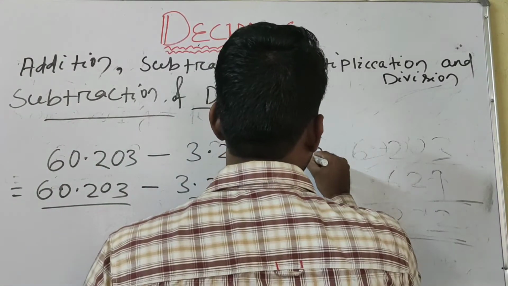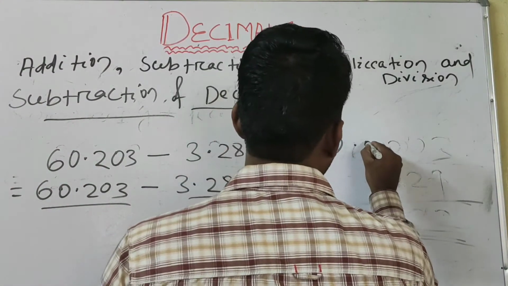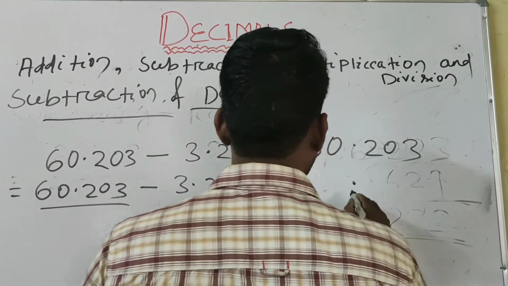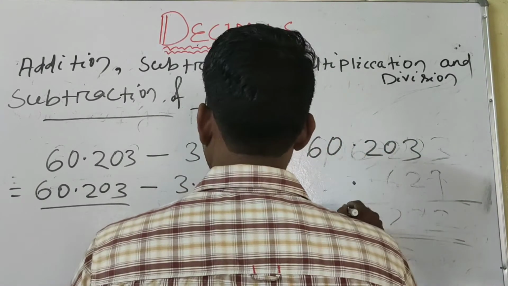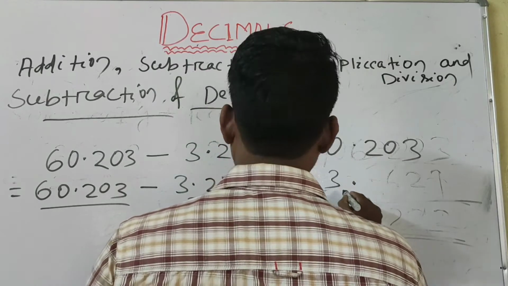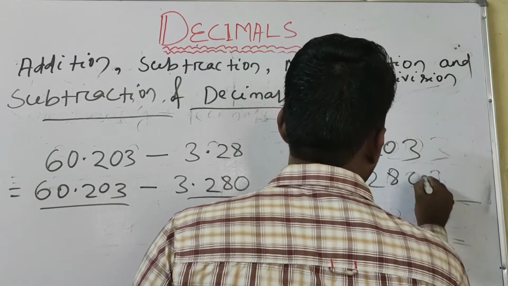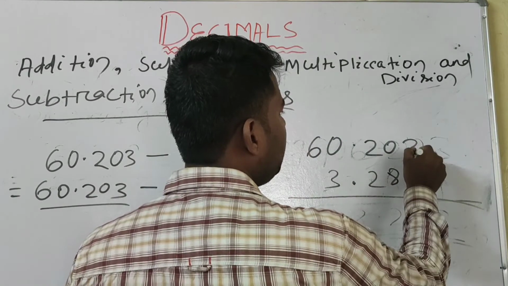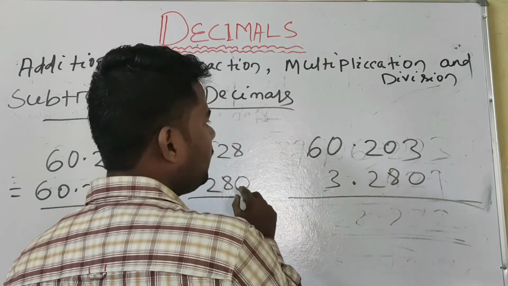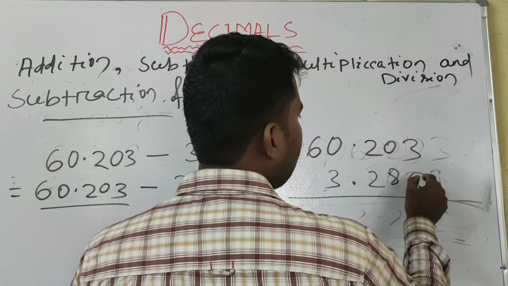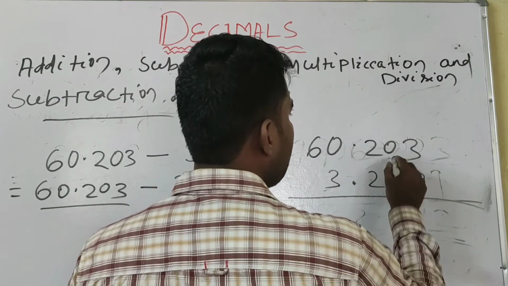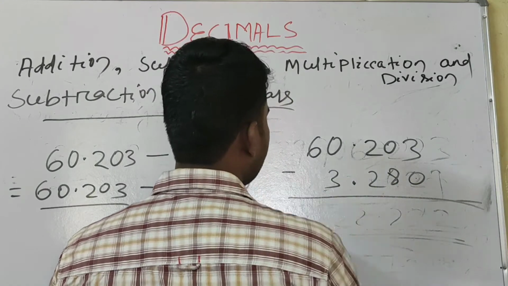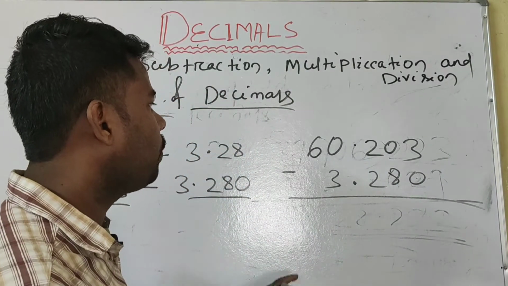First we will write 60.203 and we put the decimal point in the same column, and write the other number. All digits: the 0 goes below the 3, because 0 is in the thousandths place, so we write the 8 also in the same column, place-wise. Now we will subtract as we do in whole numbers.